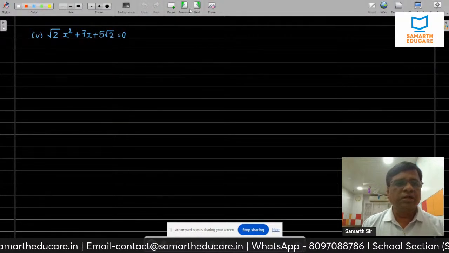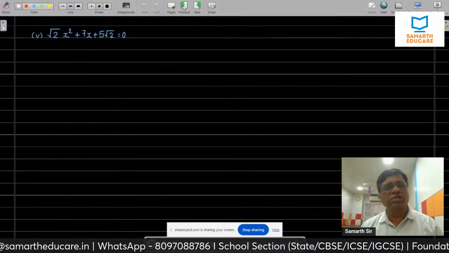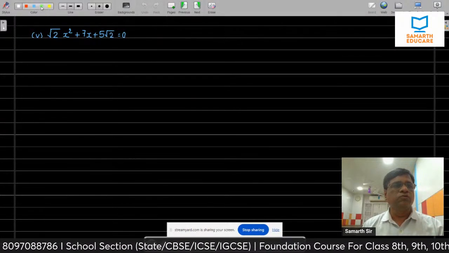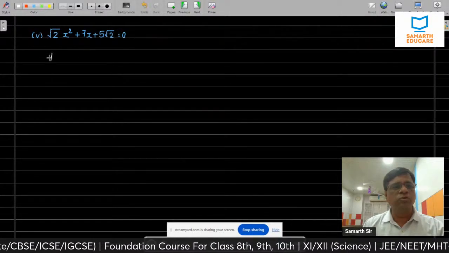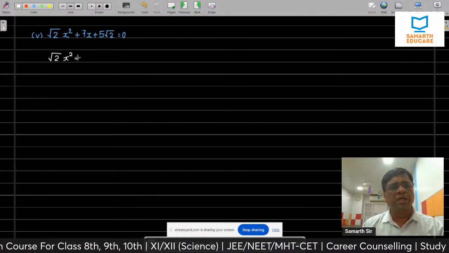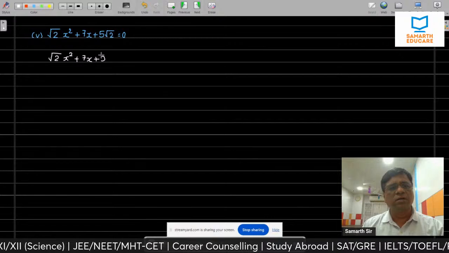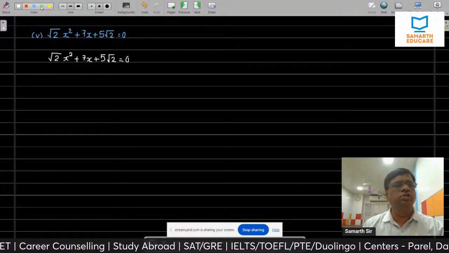Now this is something different. This is one of the most difficult questions, nothing can be more difficult than this. So first of all, let me write the question. This is one of the questions from the textbook. So root 2 x square plus 7x plus 5 root 2 is equal to 0.